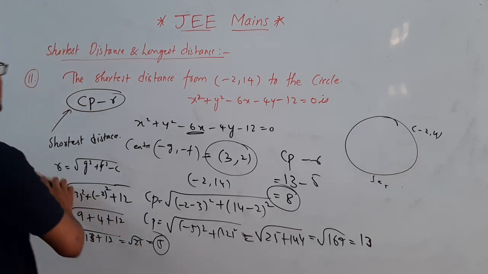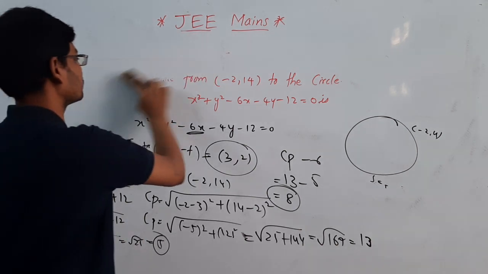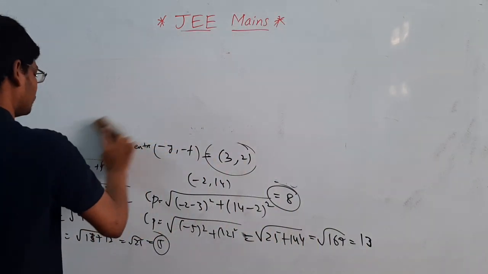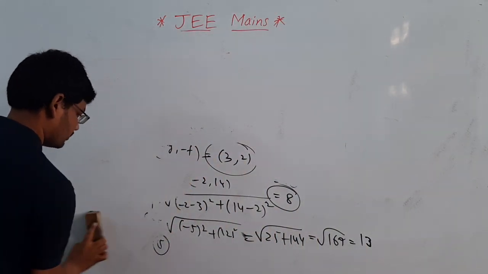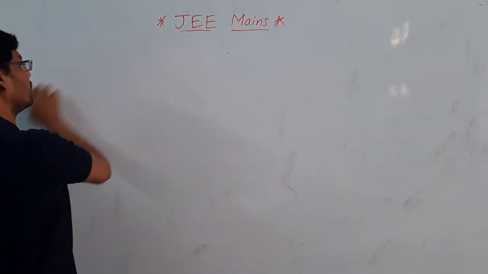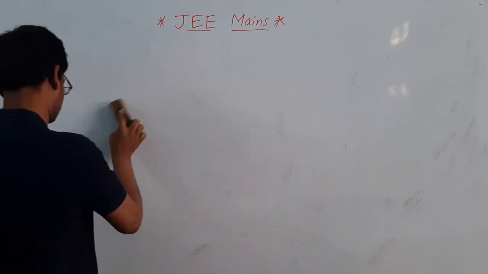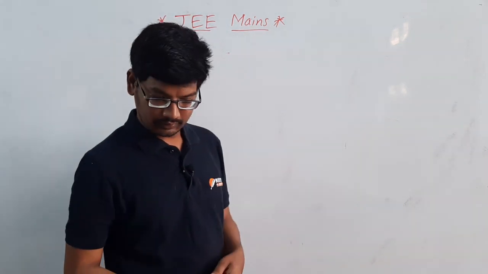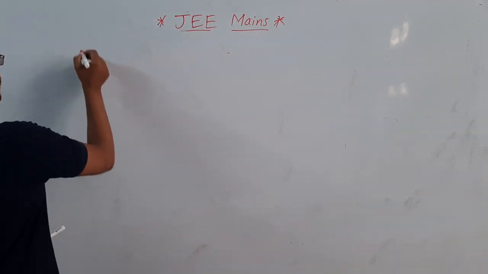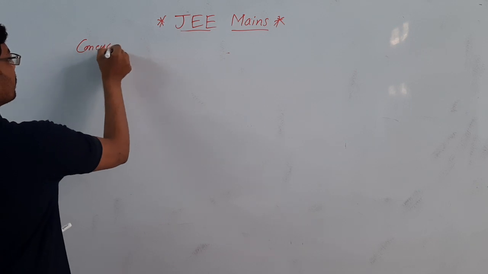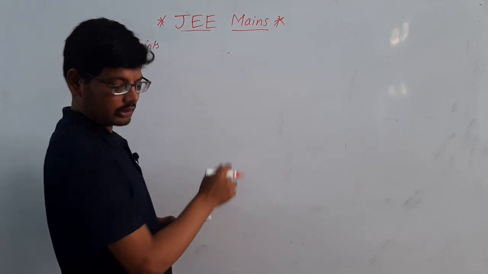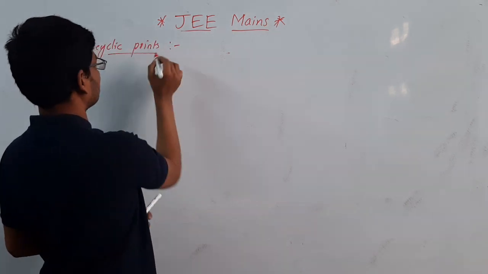And the next question is on the next topic, concyclic points. I am simply taking concyclic points, circumcircle.